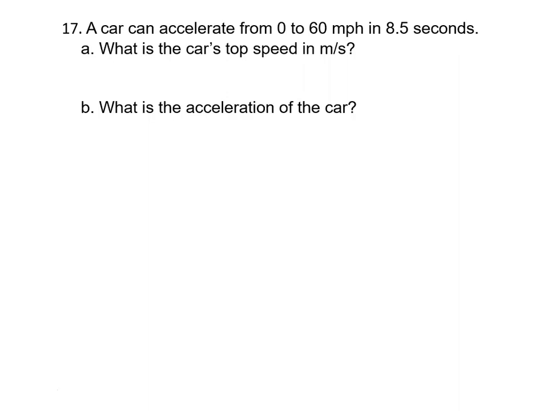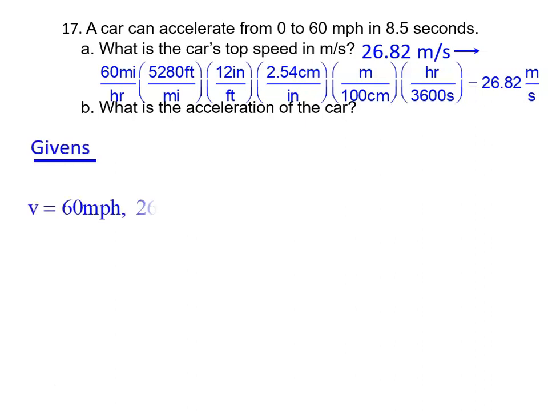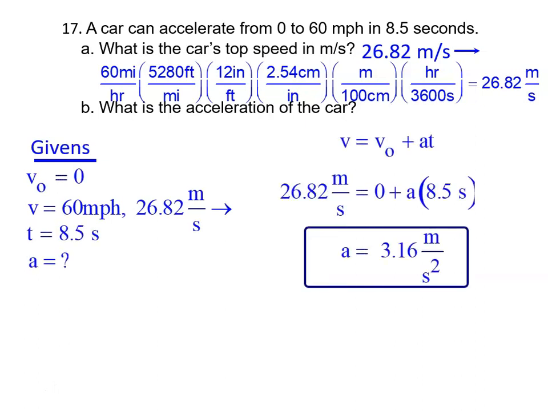Looking at another example, consider a car going from 0 to 60 in 8.5 seconds. What's the car's top speed in meters per second? What's its acceleration? Well, converting 60 miles per hour to meters per second, we get 26.82 meters per second. And to find the acceleration, that's where we have to solve an equation. Again, we're not told any distance, so we're going to use the v equals v naught plus at equation and solve for acceleration and get 3.16 meters per square second.